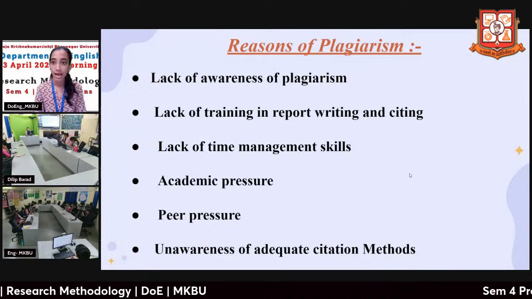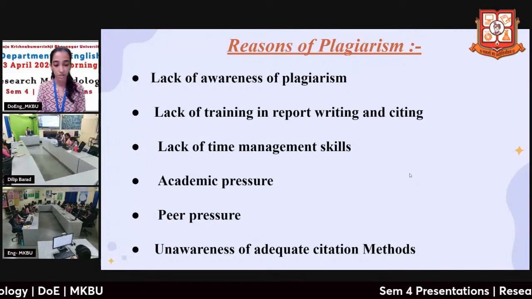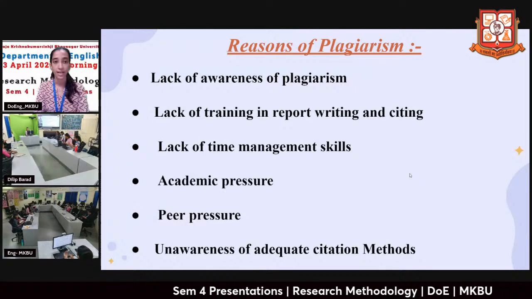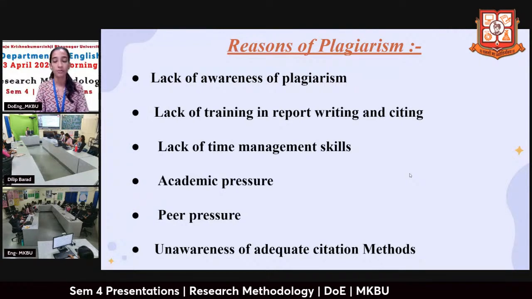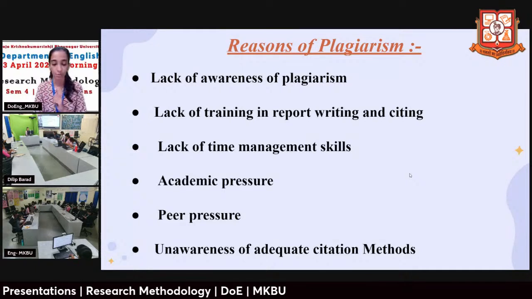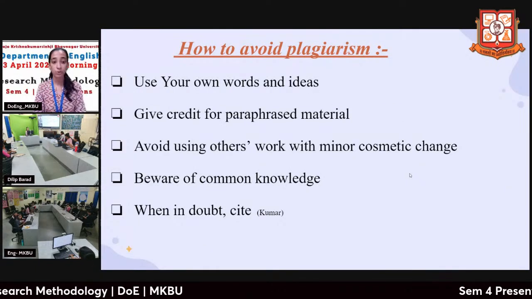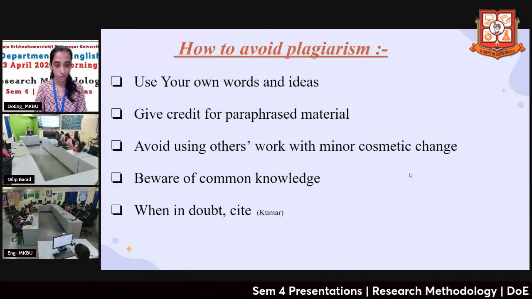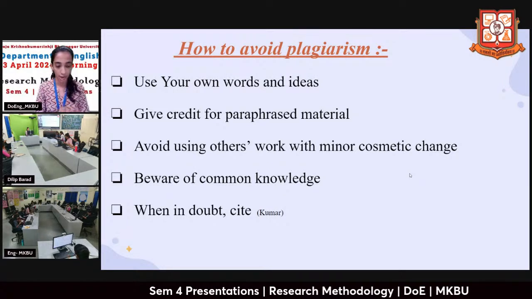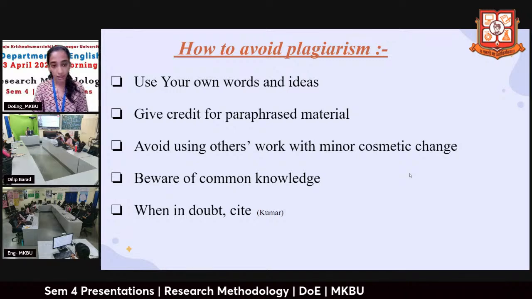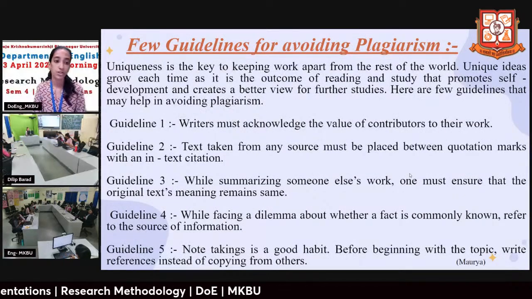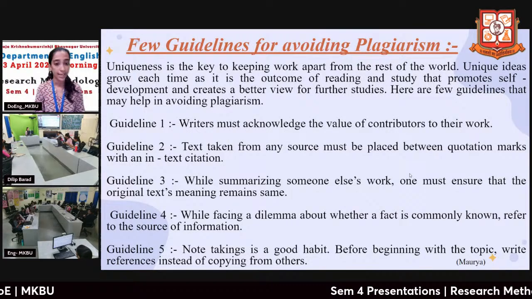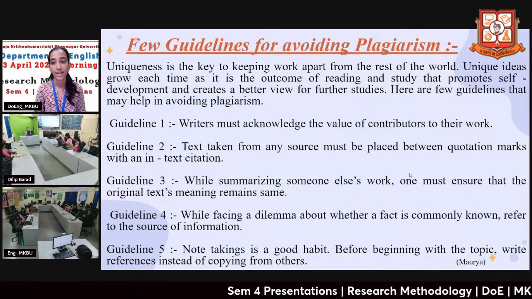Then other reasons are academic pressure, peer pressure, and unawareness of adequate citation methods. So citation methods are also very important, and we should all be aware of them. Then how to avoid plagiarism. Aarti already mentioned in her presentation how to avoid plagiarism, so I am not discussing this. But here I have mentioned a few guidelines for avoiding plagiarism. Uniqueness is the key to keeping your work apart from the rest of the world.